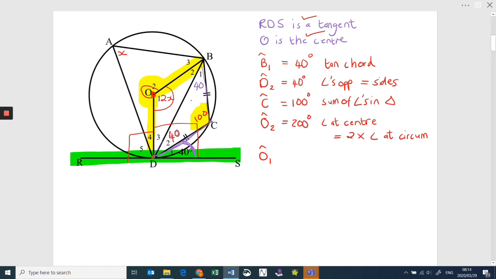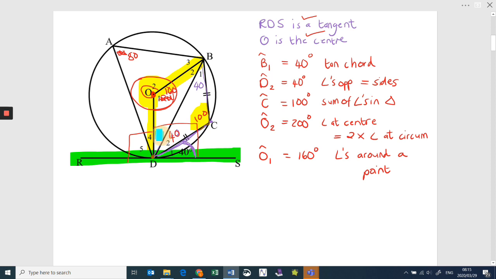And now I can get O1 because these guys are all around the same point. Okay, so I'm going to be messy and I'm going to be scratching out this 2x because to get O1 it's going to be 360 minus 200. So O1 is obviously going to be 160, which makes my x, by A here, half of that, which is 80. I'm just adding that on as I go. So O1 is 160, angles around a point.